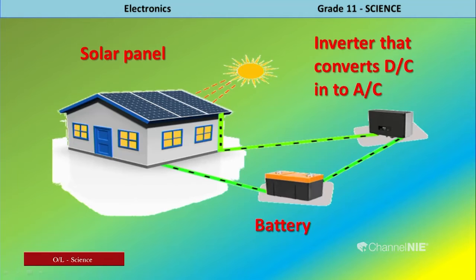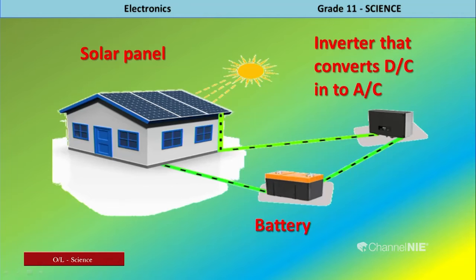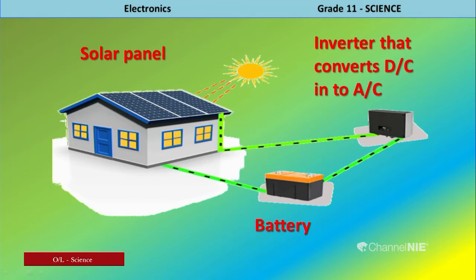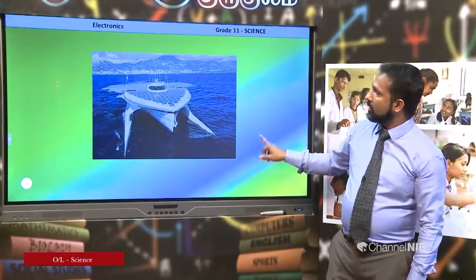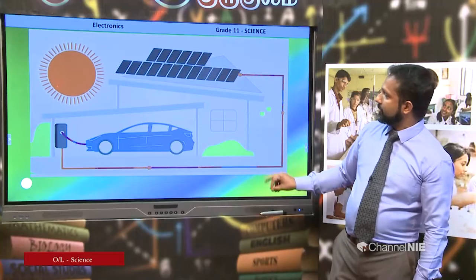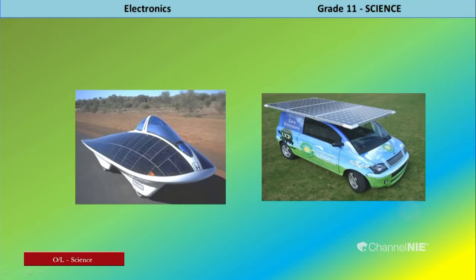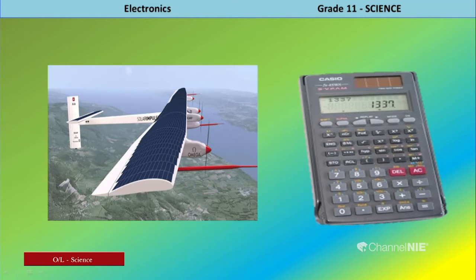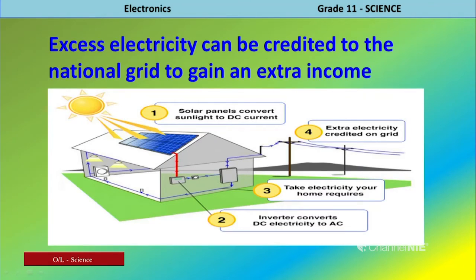Here, this also shows you examples for the solar panels. This is called the battery. Solar cells produce DC current. We have to use an inverter to convert DC current into AC. Here, other applications: boats. Here, for charging the electric vehicles, we use solar panels. Here, some other vehicles, cars, aeroplanes, calculators. Here, excess electricity can be credited to the national grid to gain extra income.